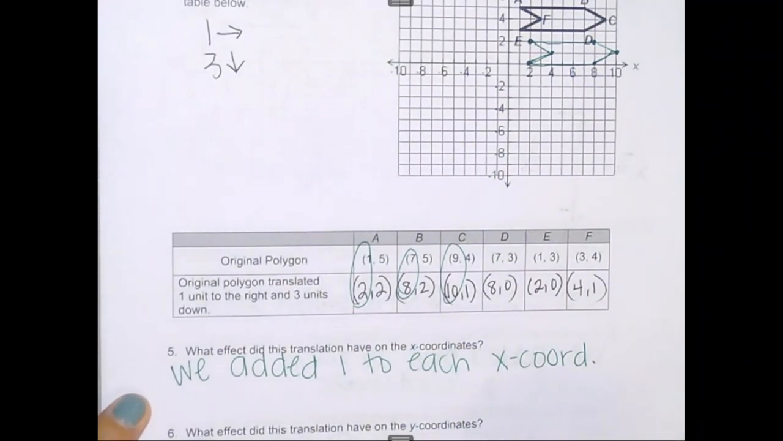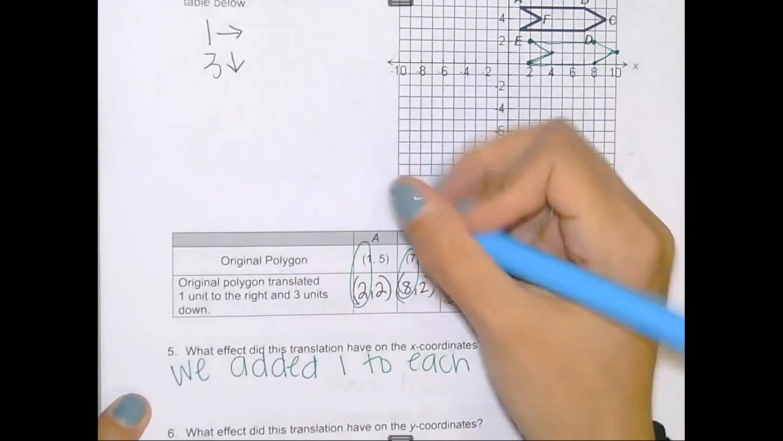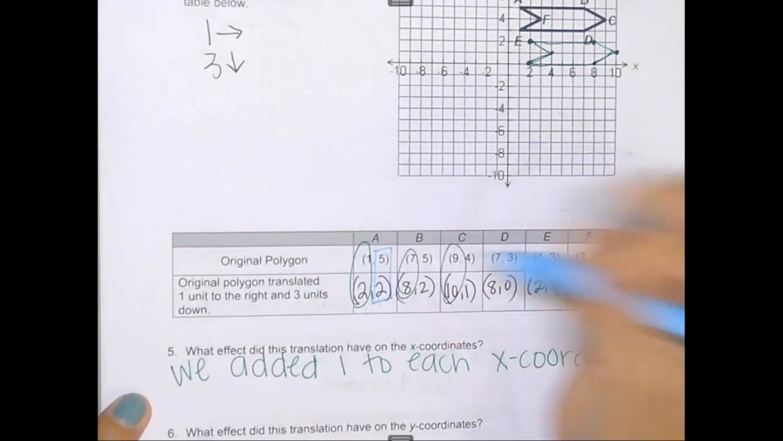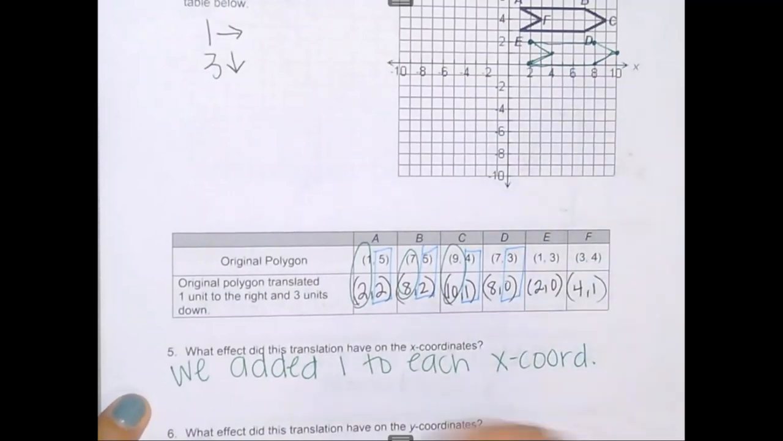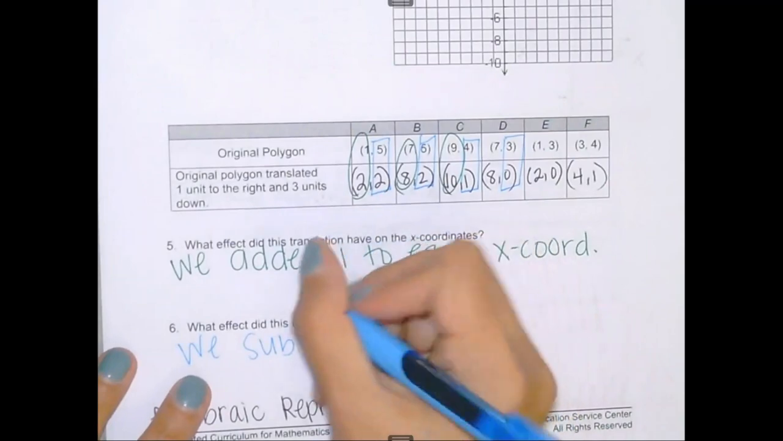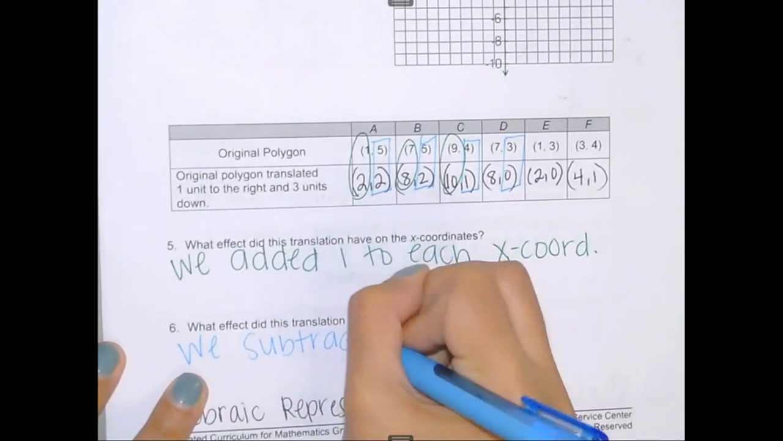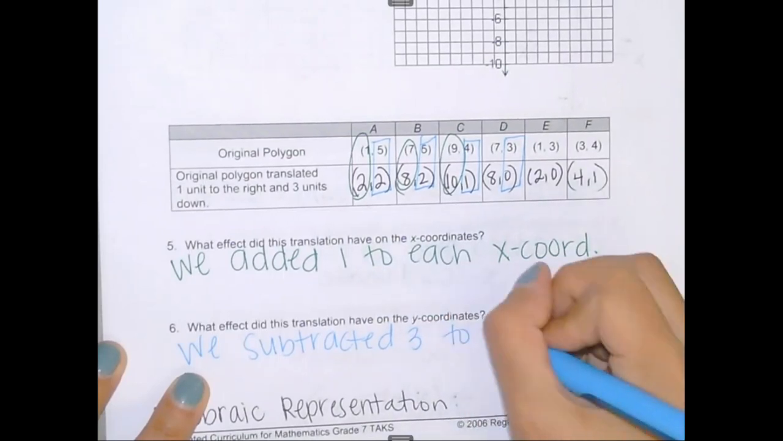What effect did it have on the y coordinates? So when I look at my y's, 5 to 2, 4 to 1, 3 to 0. We subtracted this time. This time we subtracted 3 from each y.